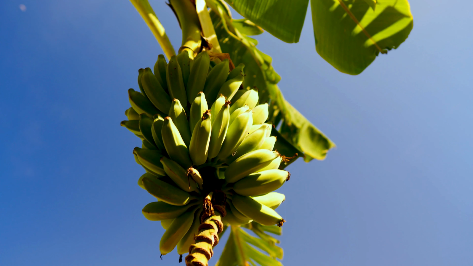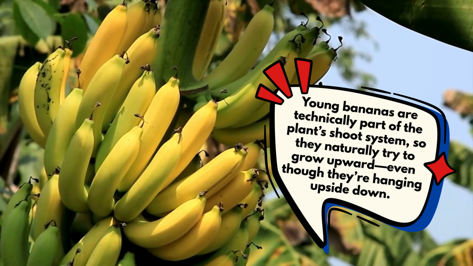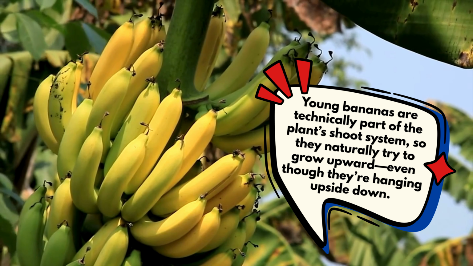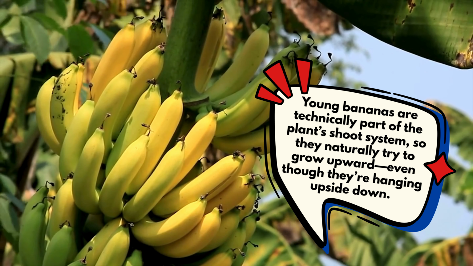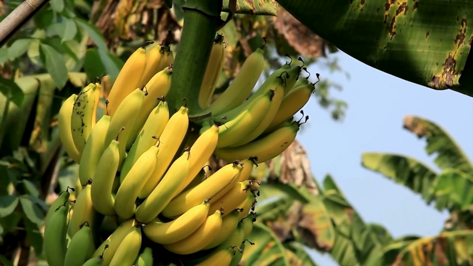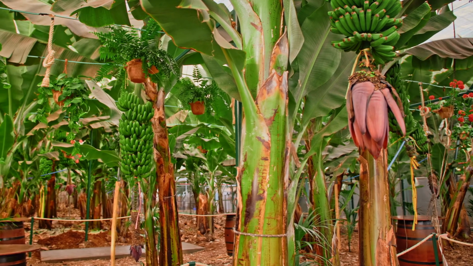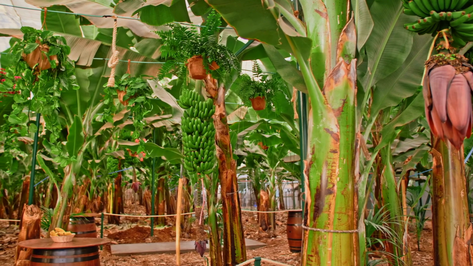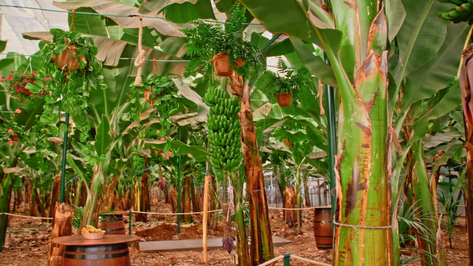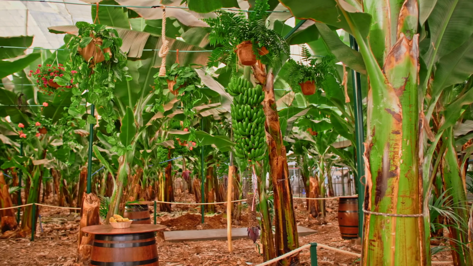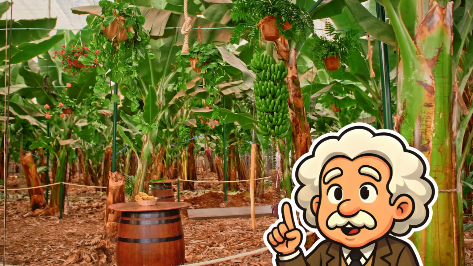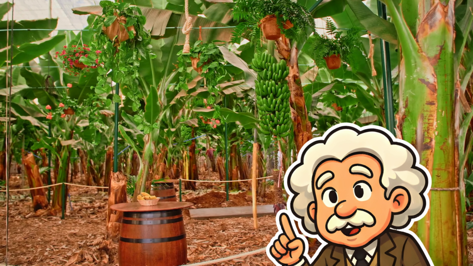Young bananas are technically part of the plant's shoot system, so they naturally try to grow upward, even though they're hanging upside down. Gravity says, "Go down." The banana says, "No." As the fruit continues to lengthen, its base remains attached to the hanging flower stalk, while the growing tip continually redirects itself toward sunlight. This uneven growth gradually produces the familiar curve.